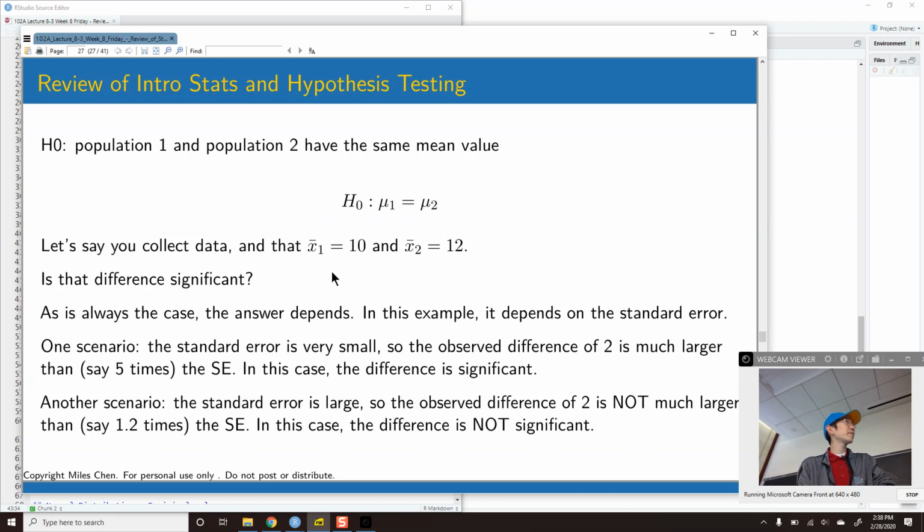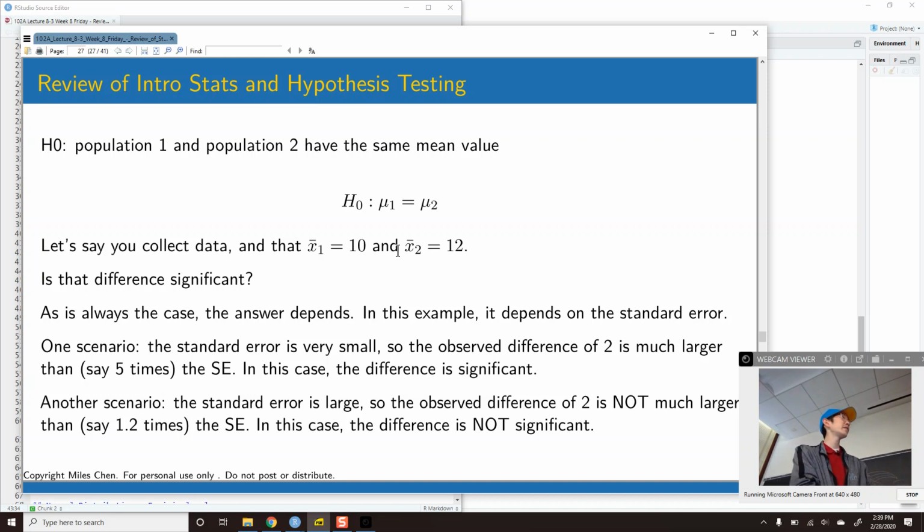Let's just say sample 1 comes back with a mean of 10, sample 2 comes back with a mean of 12. And the question is, is this difference of 2 points significant? And the answer is, it depends. It depends on the standard error. If the standard error is really small, then maybe this difference of 2 points is much bigger than the standard error, and we would say that this difference is significant.